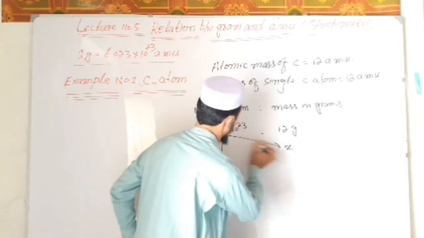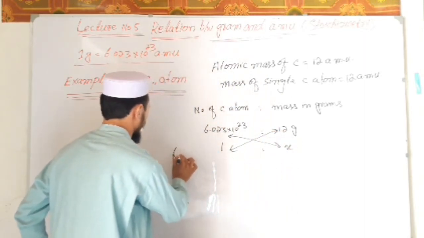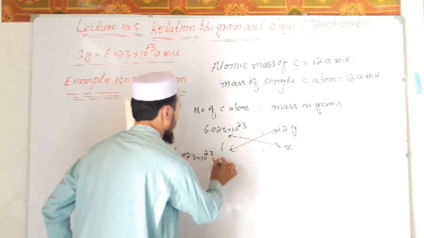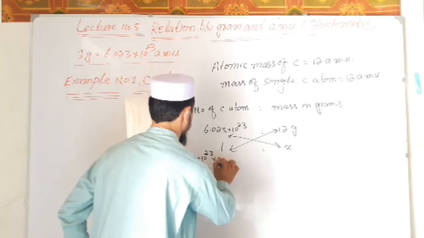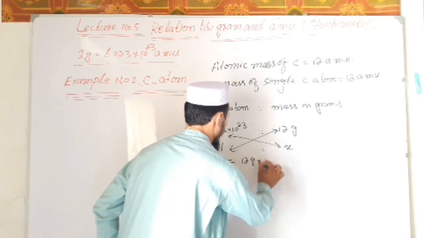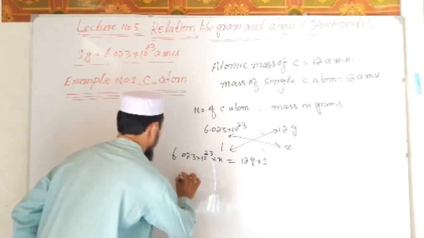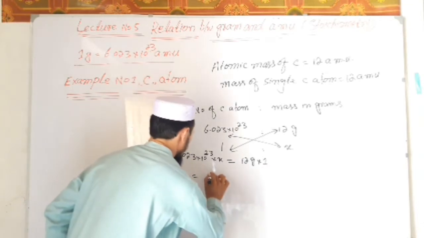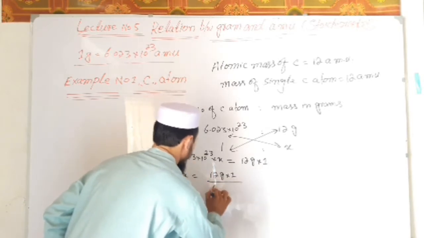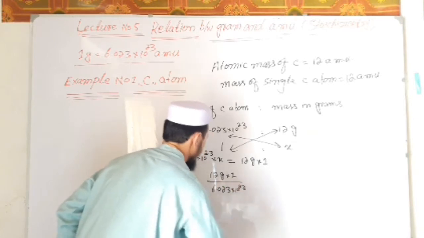So we will cross multiply these. We will get 6.023 multiplied by 10 raised to the power of 23 multiplied by x is equal to 12 gram multiplied by 1. We have cross multiplied. Then we want to calculate x. x will become equal to 12 gram multiplied by 1 divided by 6.023 multiplied by 10 raised to the power of 23.